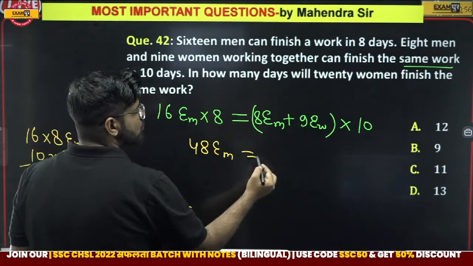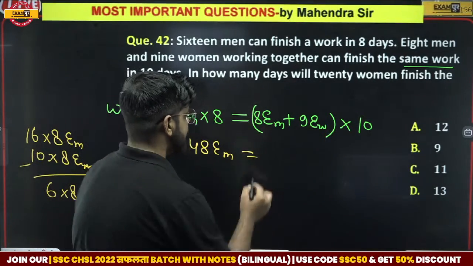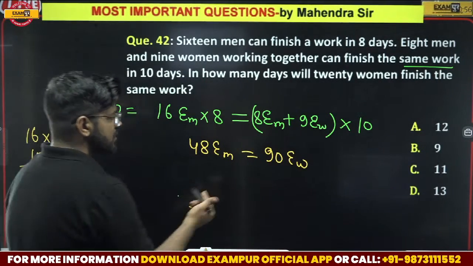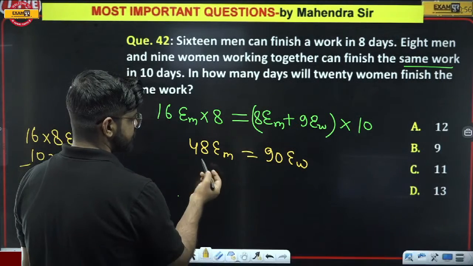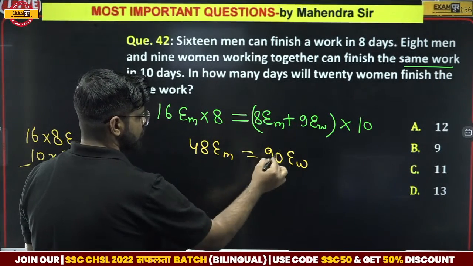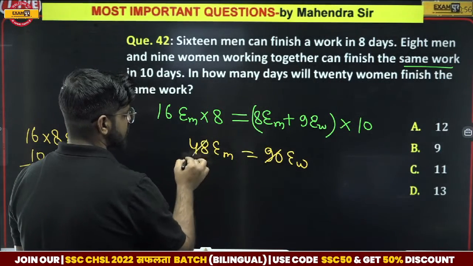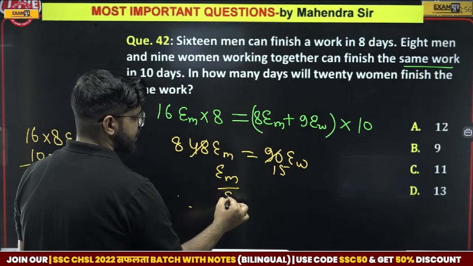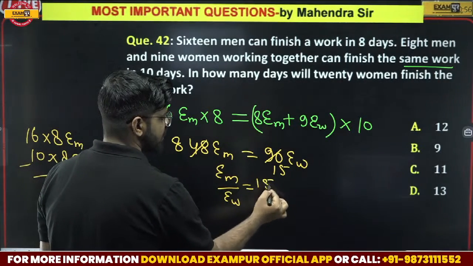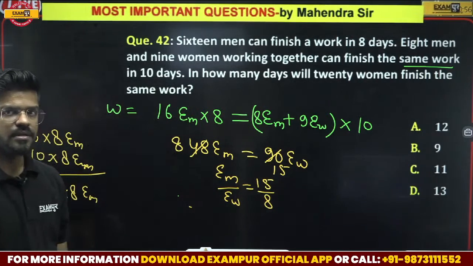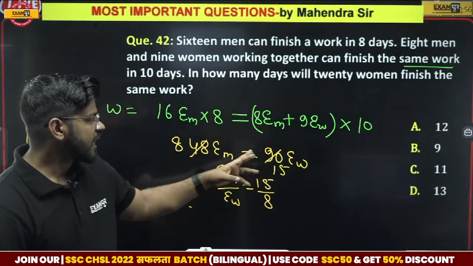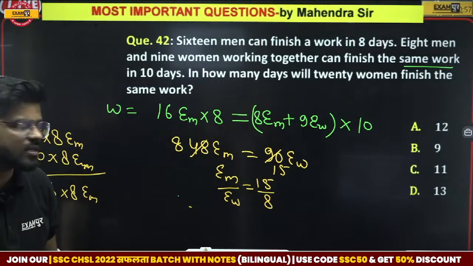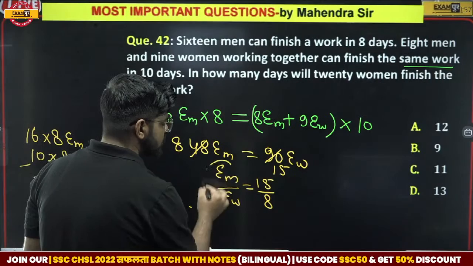Now, what we have is 90 EW. Now solve again. We have 6 times 8 here, and we have 15 here. So EM upon EW will give me 15 by 8. The 6 gets cancelled out. We got 8 here and 15 here. So this is the efficiency.